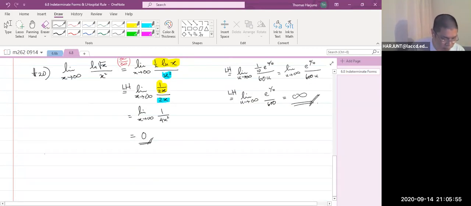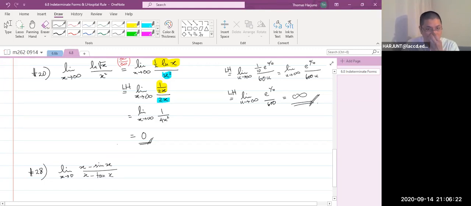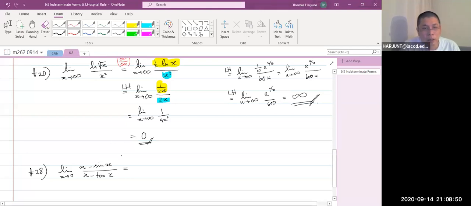You try number 28. Limit as x goes to 0 of x minus sine x over x minus tangent x. Okay, let me give you 2 minutes for this. When I plug in x equals 0, I get 0 over 0, so it is an indeterminate form. So I apply L'Hopital rule: limit as x approaches 0 of 1 minus cosine x over 1 minus secant squared x. Now what?